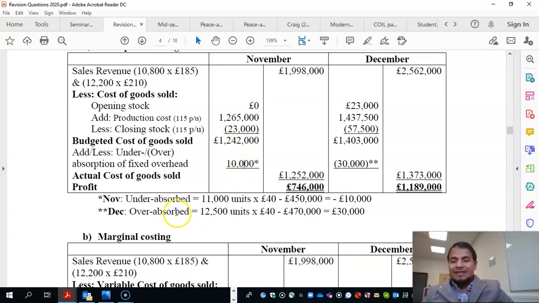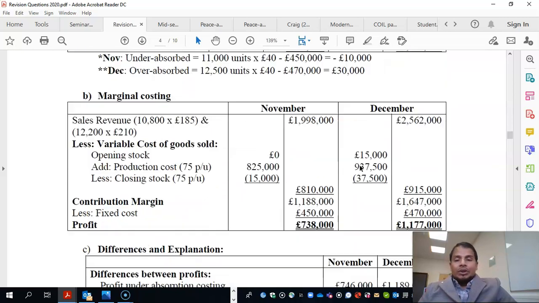But in the case of December, we recognized more. All right. So 12,500 times 40 is 500,000. Okay, but our actual cost is 470,000. So we need to deduct this 30,000 because we showed 30,000 expenditure more. So this 30,000 is not actually our cost.